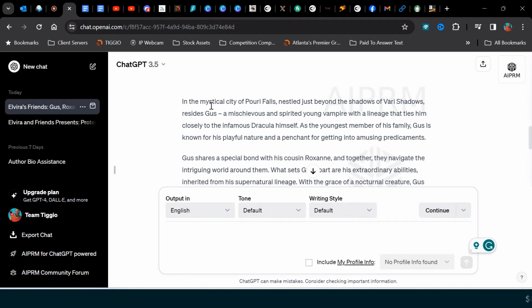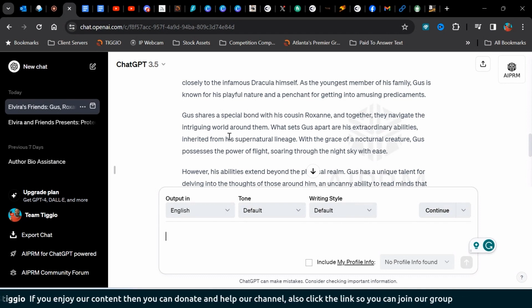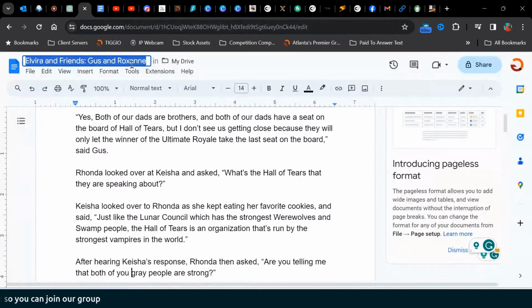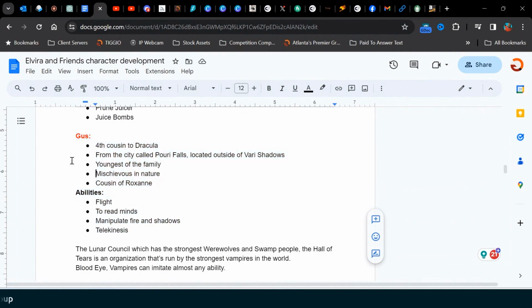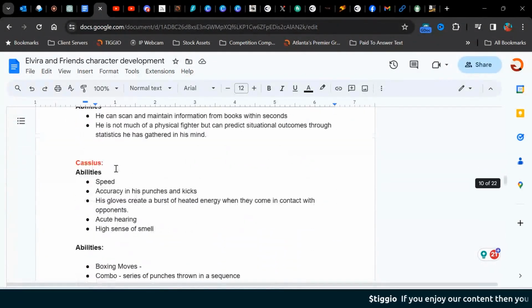Okay, so in the mythical city of Prairie Falls, which actually has some characteristics, Gus shares a close bond with his cousin Roxanne and together they're navigating. Okay, so that's not what we want to do, but it is part of the book. All right, so let's go ahead and write some aspects of Roxanne.